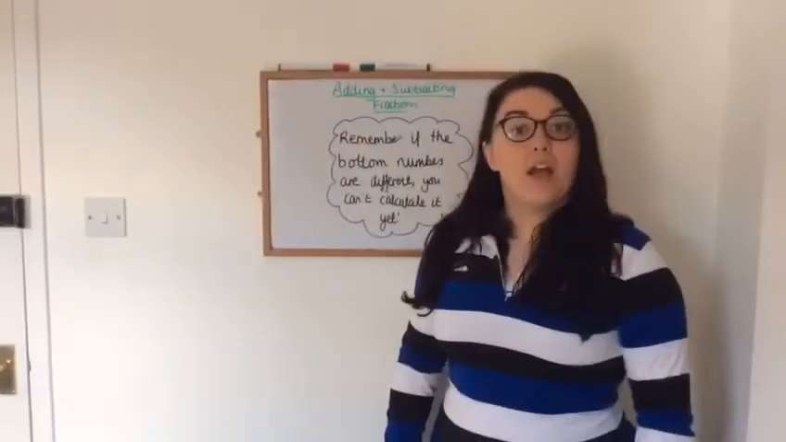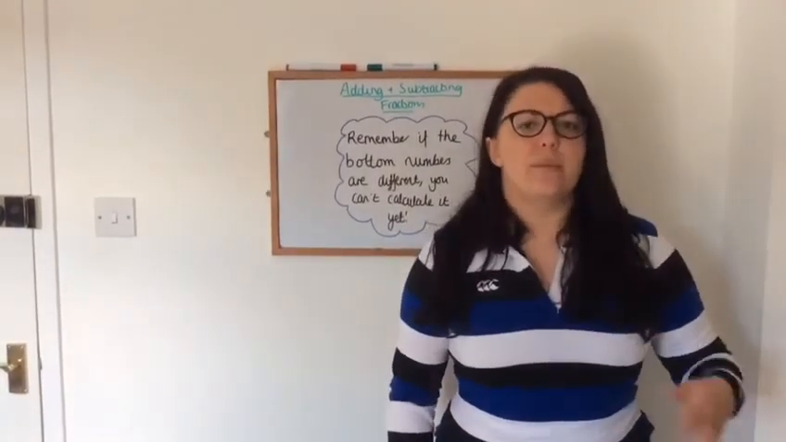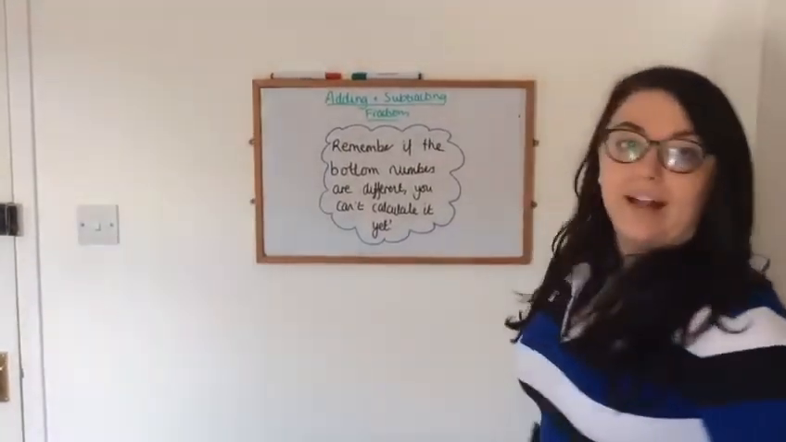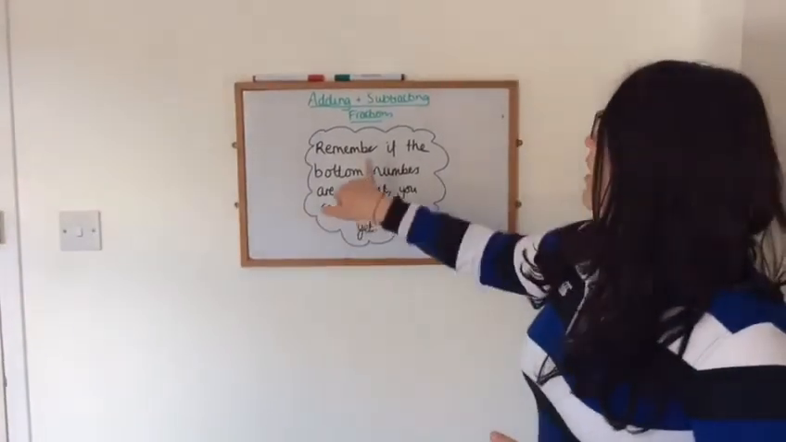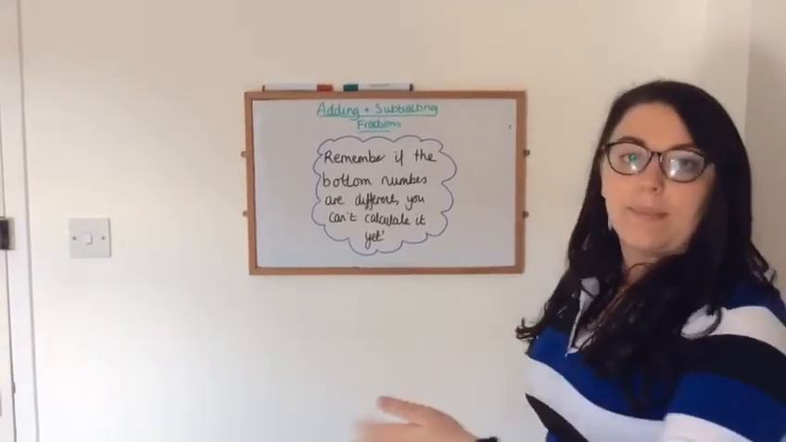So that's your answer. Okay Year 5, so that's how we do adding and subtracting fractions. You're just using a mixture of your knowledge of equivalent fractions sometimes, and then your simple adding and subtracting. Just remember, if the bottom numbers are different, you can't calculate it yet, so just skip ahead and add them.